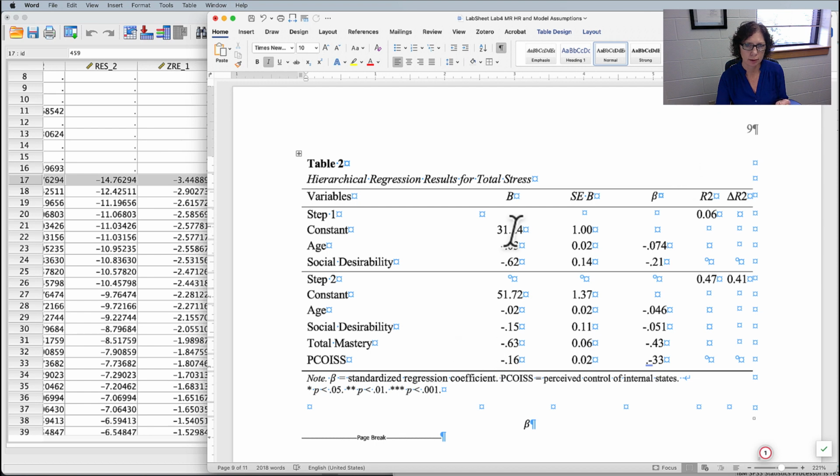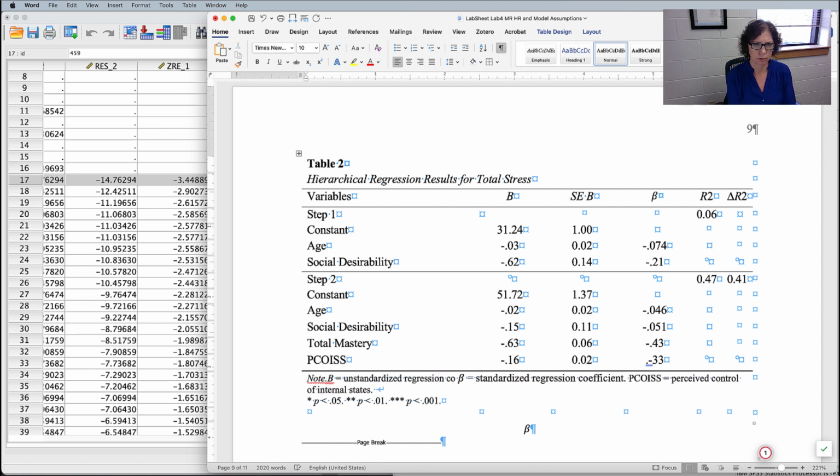I can let them know that the B, the normal B, well, it is italicized, so B equals unstandardized. Now, typically your reader is going to know that already, but what APA likes us to do is anything that is abbreviated in the table, we want to go ahead and tell the reader what it is.